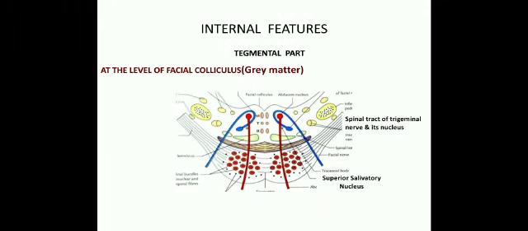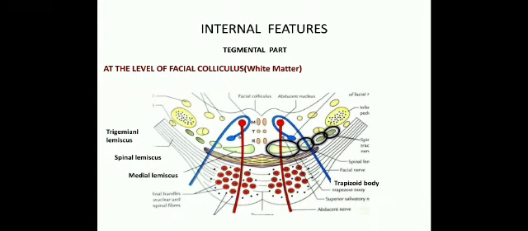The other nuclei in the grey matter include the spinal tract of the trigeminal nerve and its nucleus in the lateral part, and the superior salivatory nucleus and the lacrimatory nucleus. Here we can make out only the superior salivatory nucleus.